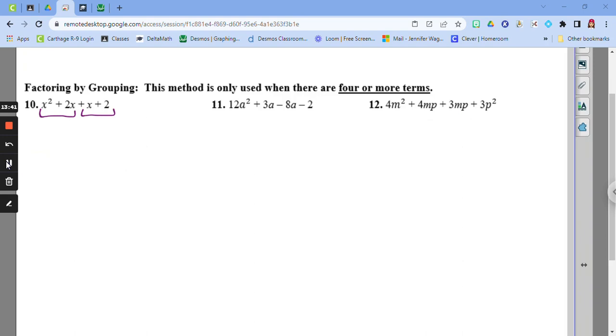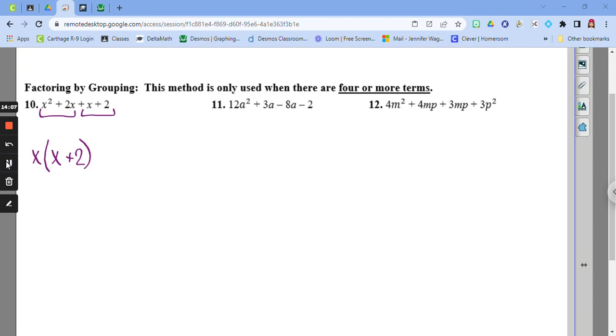So I've got x squared plus 2x. That's the only thing I'm looking at right now. What can I divide both of those by? 1x. X squared divided by x is 1x. 2x divided by x is 2.